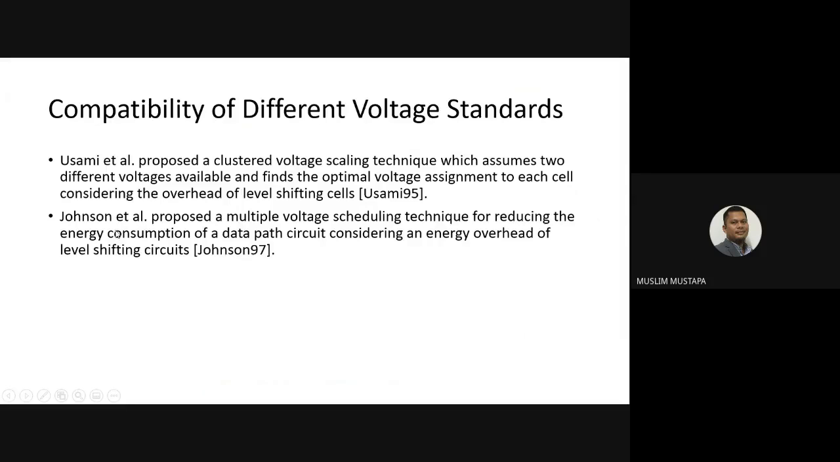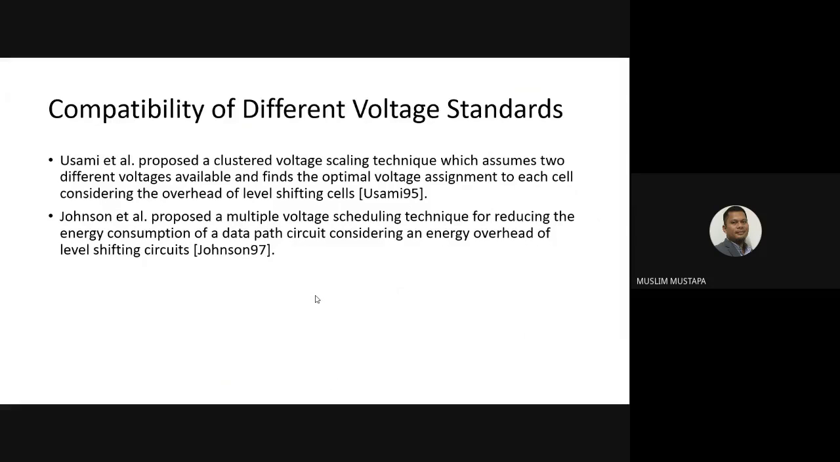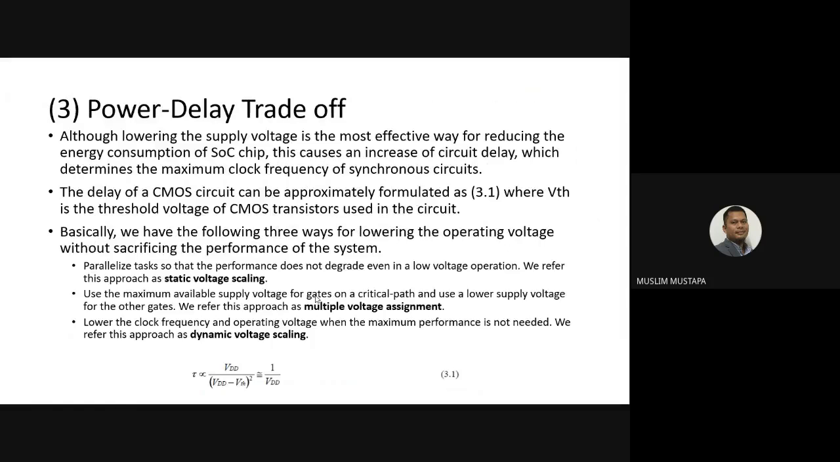Then Johnson et al., another group, proposed a multiple voltage scheduling technique for reducing the energy consumption of data path circuits, considering energy overhead. So we schedule the voltage. We are not giving those two voltages at the same time. We schedule it so that each voltage is given at a different time.